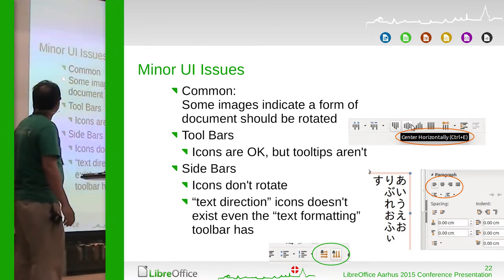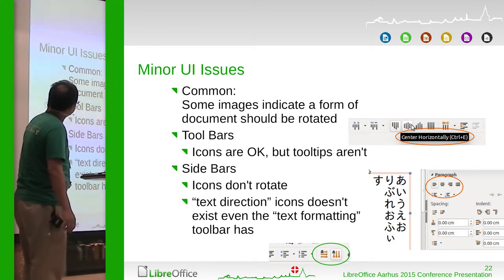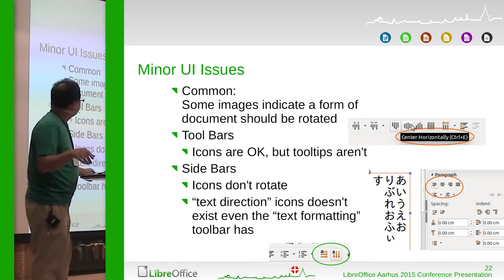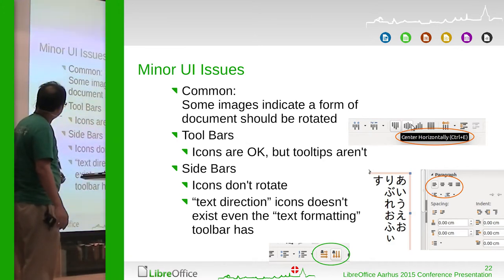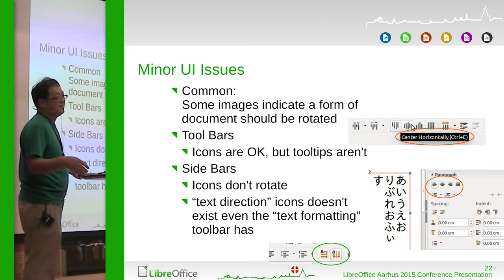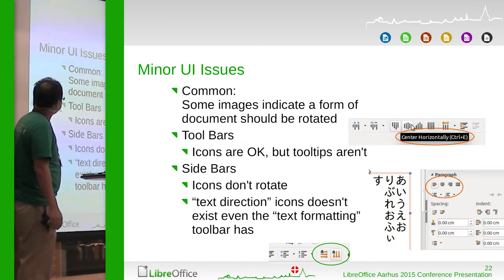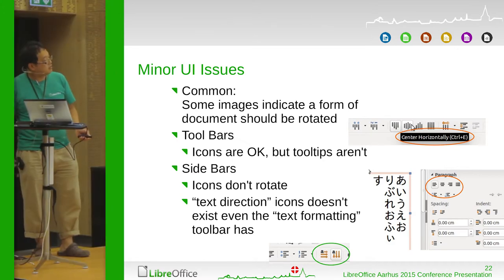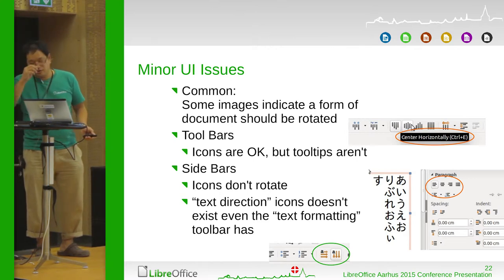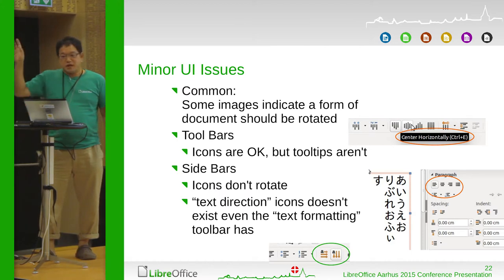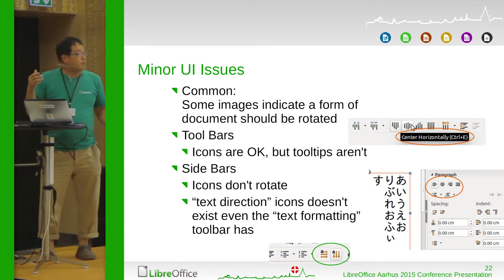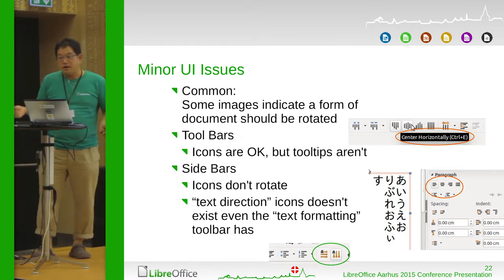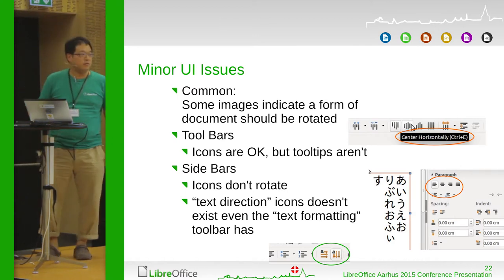And there is a very, very minor user interface issue. Of course, if we choose the vertical writing mode, every icon or image should be vertical, right? Toolbar icons are okay, but the tooltip is centered horizontally, not vertically. And sidebar icons don't rotate. And as I said, a text box can be either horizontal writing or vertical writing. We can select horizontal and vertical in the toolbar.